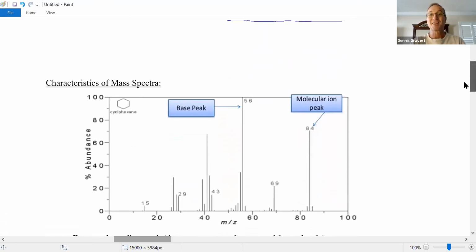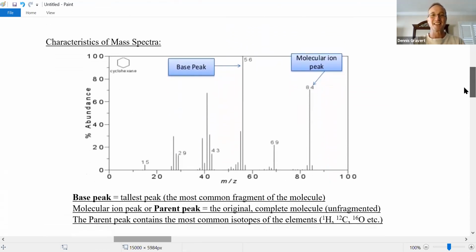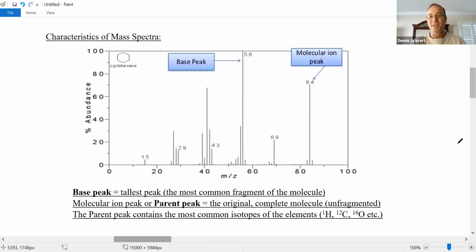Cool. Okay, so let's get into the nitty gritty. Let's you and I figure out how to analyze this data. So a couple of key ideas. First of all, on the y-axis, we're counting, right? So the instrument is telling us how many times a molecule or a cation comes by with a certain mass. And the base peak is the most common fragment or molecule that comes through.